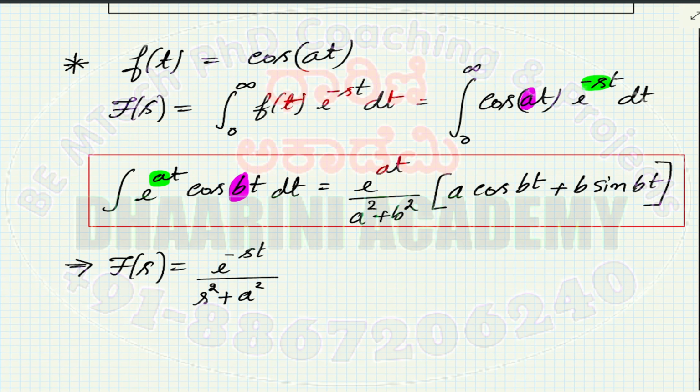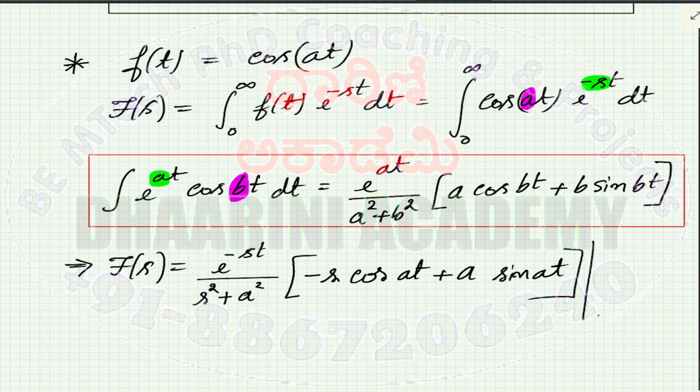So this into, now a cos bt, a is equal to minus s, cos b, which is actually at in this case. So plus, instead of b I have a, this is sine of at. Now I know that this is the result of integration, so I have to substitute 0 to infinity to this.